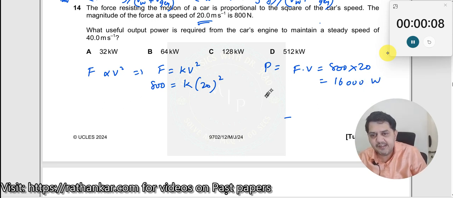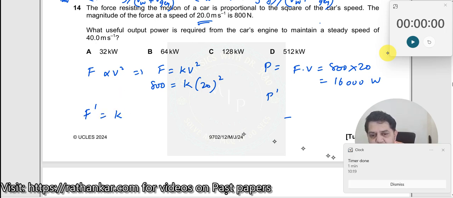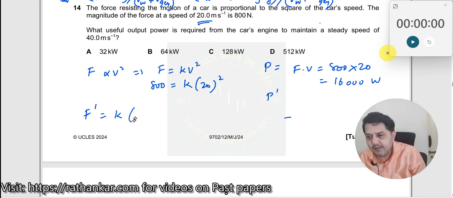Now, he is asking you P dash over here. What is he asking here? What is the force F dash when you had the speed to be 40 meters per second, which will be K into 40 square. So, how do I do this? I have one equation here. I have another equation here.